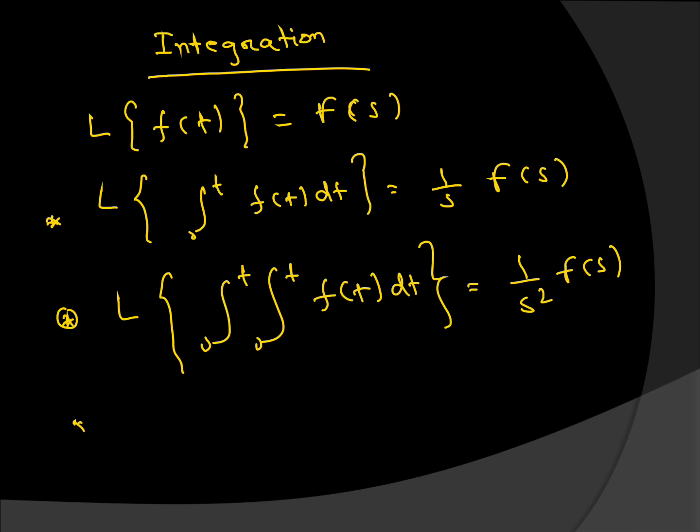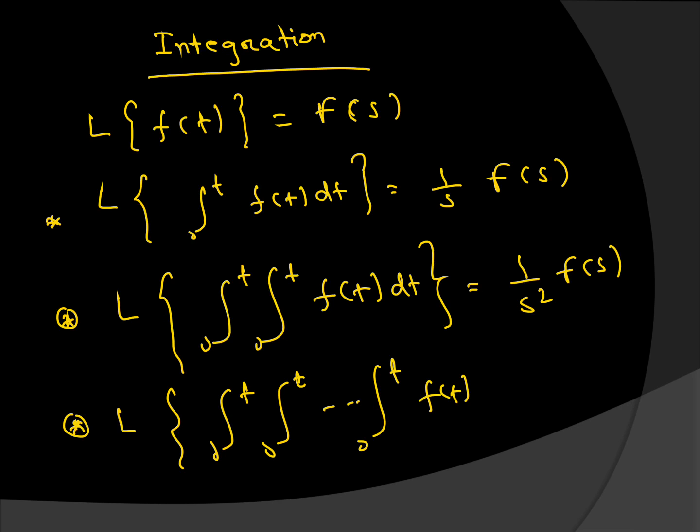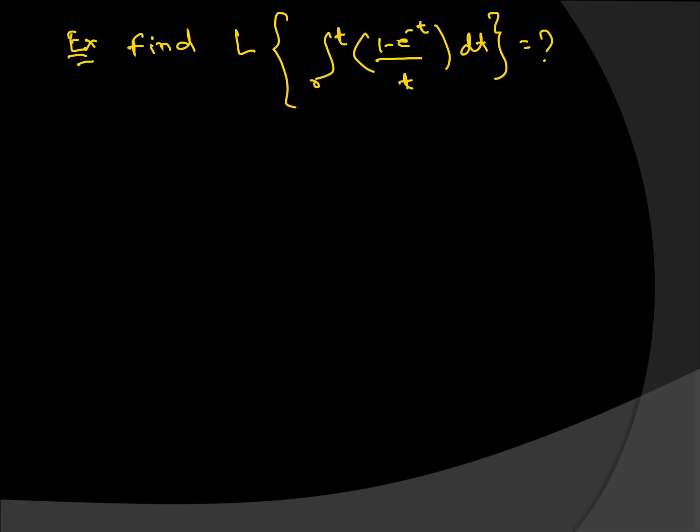Like this, L of 0 to t, n times f of t dt, you will get 1 by s to the power n f of s. So in example, question is find Laplace of integration 0 to t e to the power minus t divided by t dt. So step by step we will do.